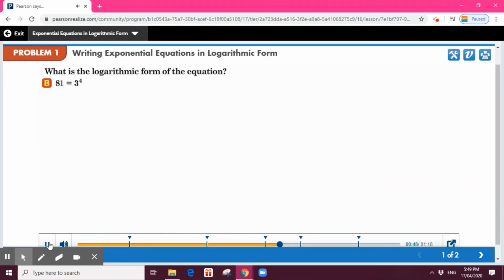Part B. What is the logarithmic form of 81 equals 3 to the 4th power? Use the definition of logarithm. If x equals b to the y power, then log base b of x equals y. If 81 equals 3 to the 4th power, then log base 3 of 81 equals 4.